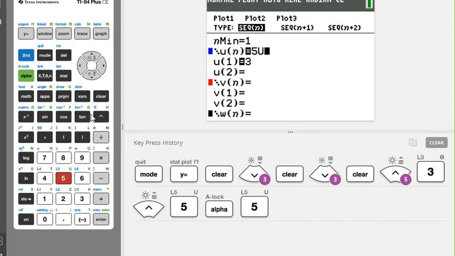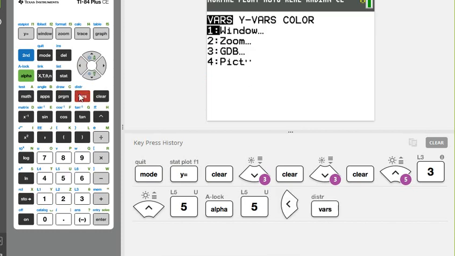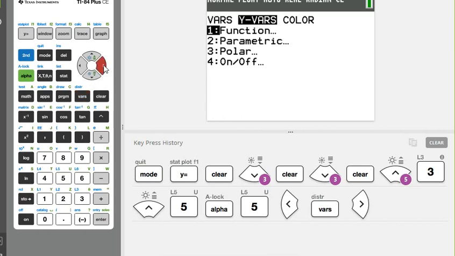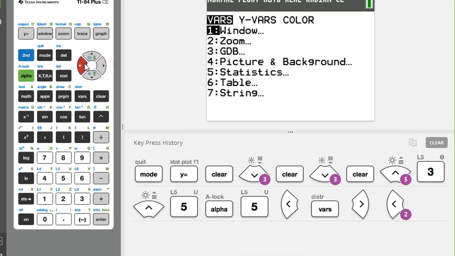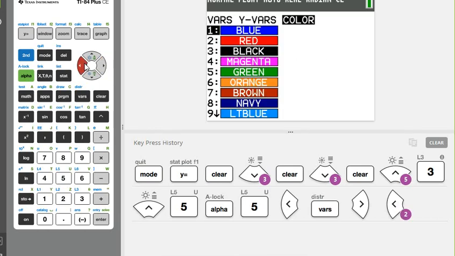This might be... that didn't give me what I wanted. Vars? Why vars? Function, parametric, polar, color. No, it's not giving me what I want. It worked on my calculator here just a second ago. What went different? Oh. Yeah, I think so.